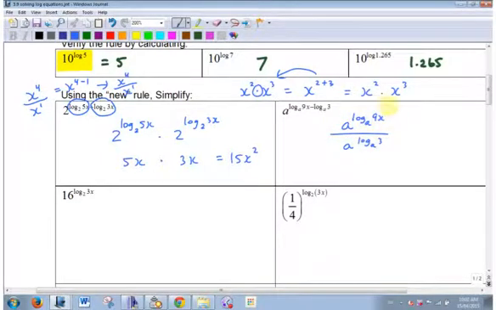And then what's this thing on the top? A to the power of log base A of anything is just the anything. And on the bottom, A to the power of log base A, that's over 3. Can I simplify this? You bet. Okay?